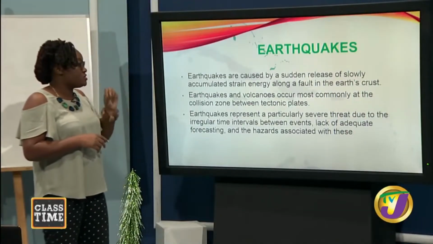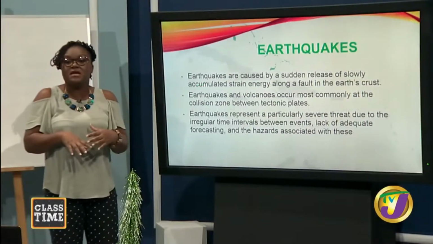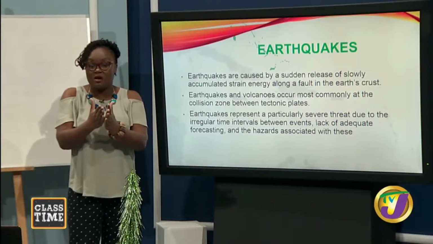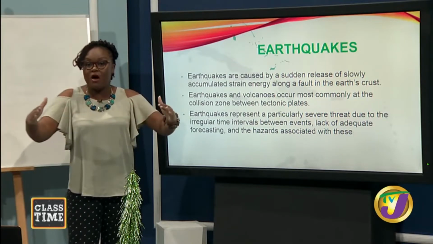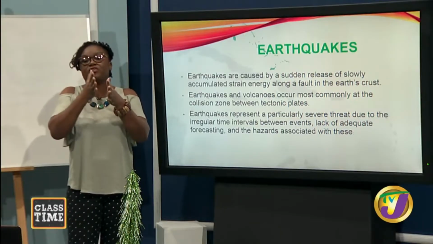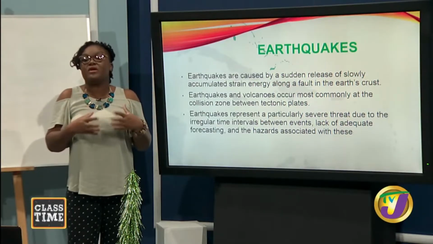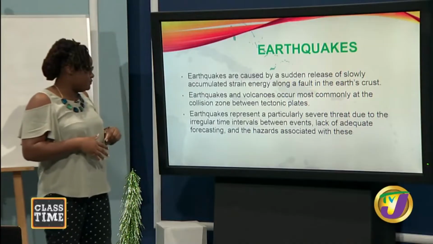So let's look at earthquakes just very generally now. These are caused by a sudden release of slowly accumulated strain energy along a fault in the Earth's crust. So the earthquakes and volcanoes occur most commonly at the collision zone between tectonic plates. And plates can either be convergent, which means that they are moving towards each other, divergent, which means that they're moving away from each other, or transform. They're moving alongside each other. And we find that with the Caribbean situation, we do have more of a convergent and transform situation than we have divergent along the Caribbean area.